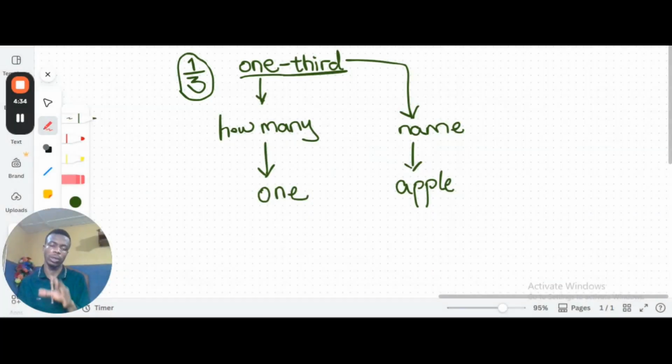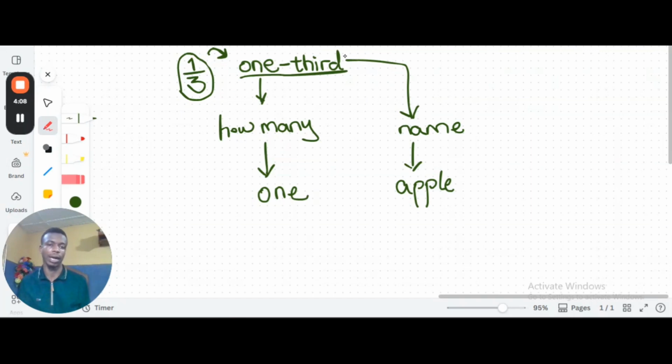So a good way to look at fractions is to think about how we call it. Let's not focus too much on how it is written. Let's focus on how it is actually said. One third. So what does one third mean? As you can see here, one is how many. How many? Third is the name.